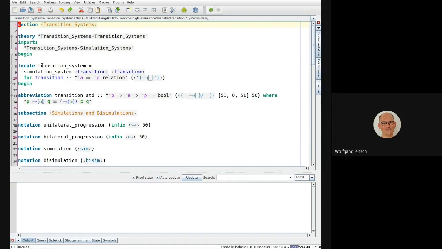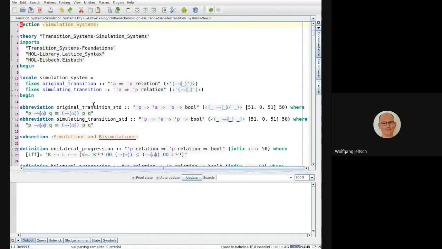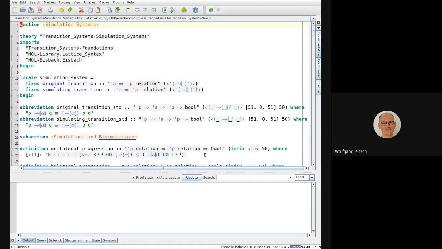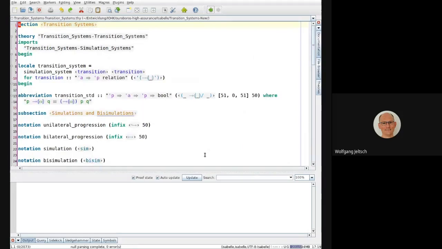And then by saying that, by making this a sublocale, like a subclass, we inherit all the development that we have here. These definitions of progression relations and simulation relations and bisimulation relations and bisimilarity, and all these proofs about correctness of up-to, and all these nice things. So we get this all for free.